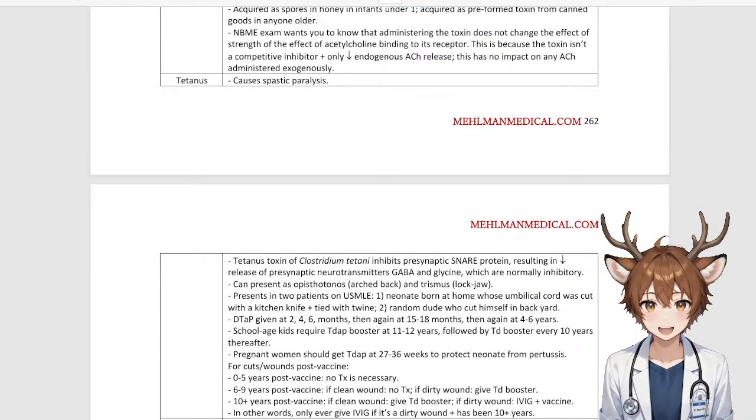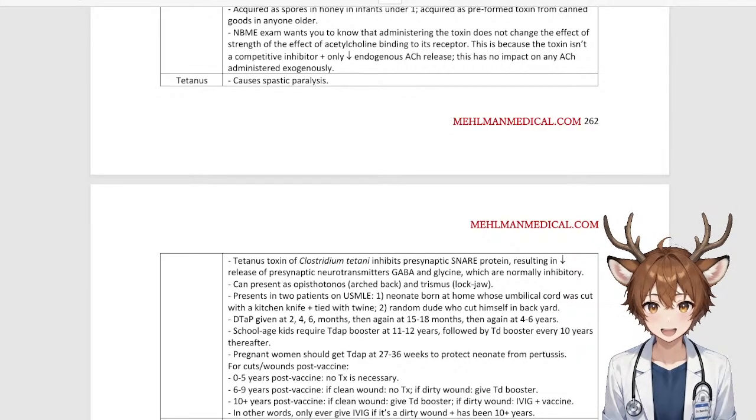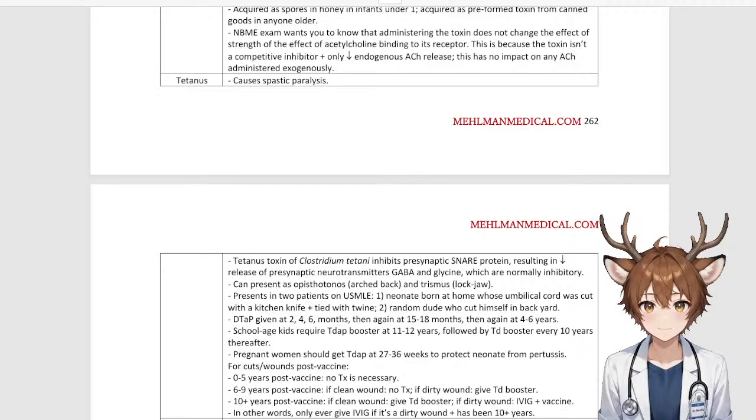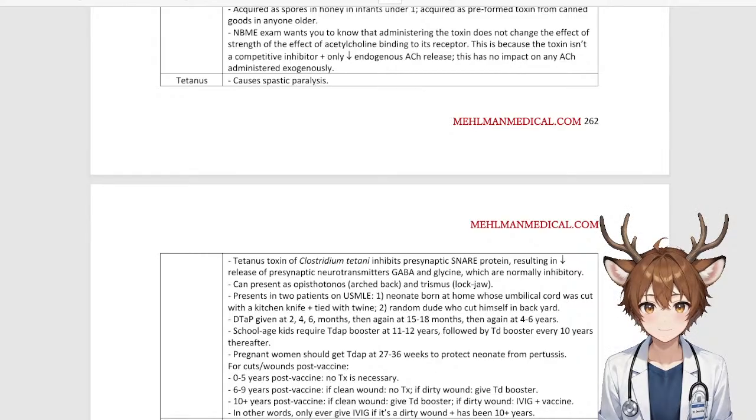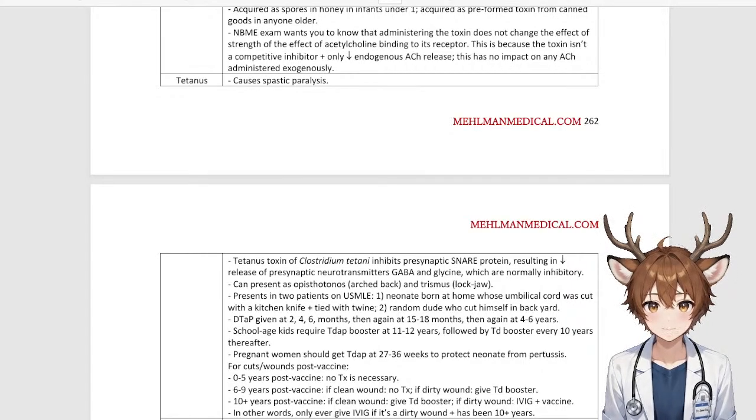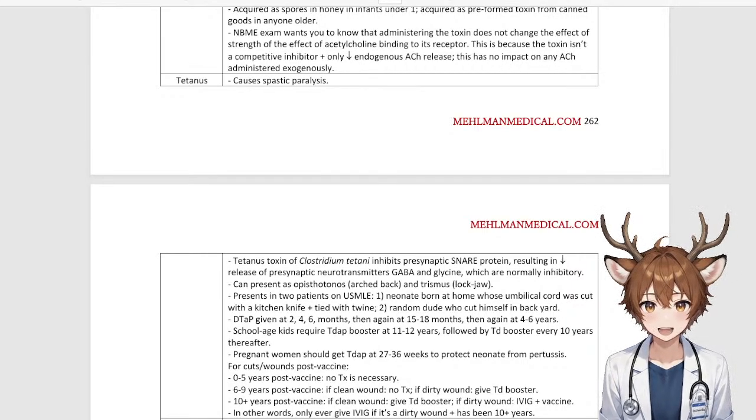Tetanus toxin from Clostridium tetani inhibits presynaptic SNARE protein, resulting in a decrease in the release of presynaptic neurotransmitters, GABA and glycine, which are normally inhibitory. Can present as opisthotonos, arched back, and trismus, locked jaw. Presents in USMLE in a neonate born at home whose umbilical cord was cut with a kitchen knife plus tied with twine.